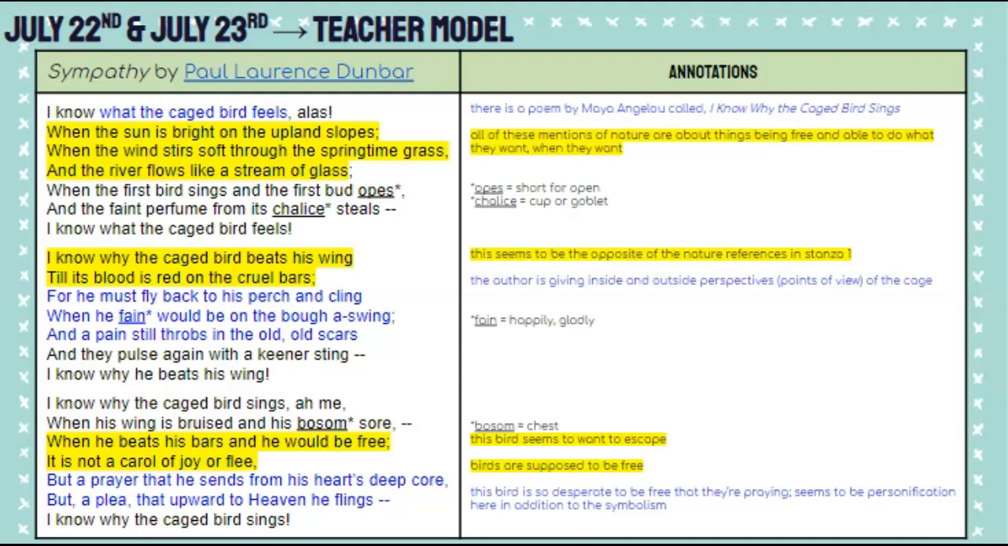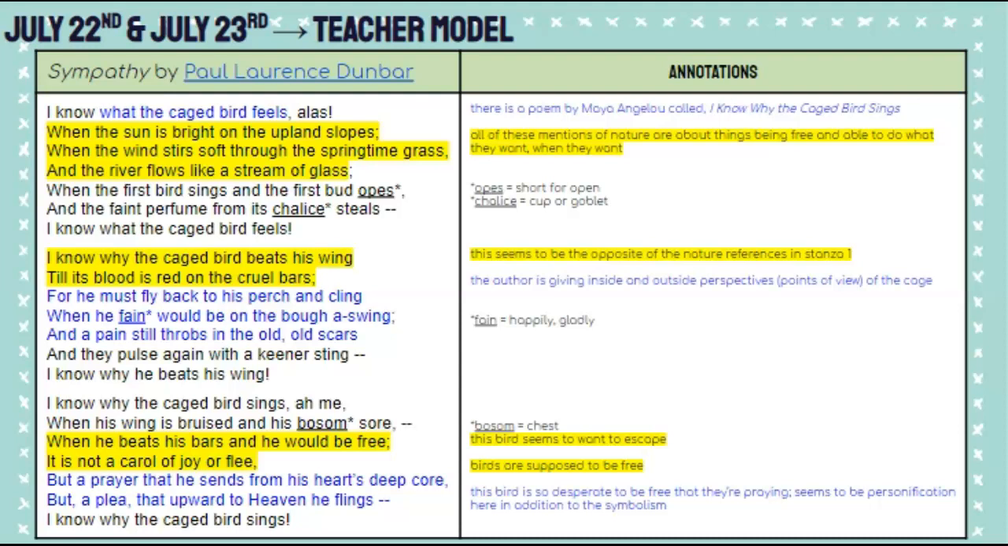Okay, back to our learning target today. We're going to analyze classic and contemporary literature to unveil a deeper meaning. So here we have Sympathy by Paul Laurence Dunbar. I'm going to ask you to go ahead and make sure you read it to yourself. It's on the left.